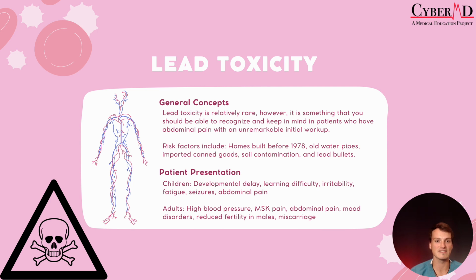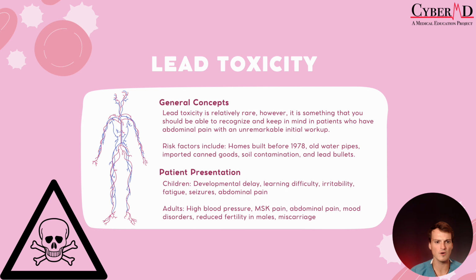And so things to think about as far as risk factors go include homes built before 1978. If that paint has lead in it and maybe a child is eating the paint chips, they could present with lead toxicity. You may have old water pipes in your patient's house. They may be eating imported canned goods where the can is actually made of some lead. Maybe they get their water from a well on their property and the soil is contaminated with lead for some reason. Additionally, if your patient has a history of being shot and that bullet was left in and was made of lead, they could now have this systemic spread of lead causing a lead toxicity and possibly an abdominal pain presentation.